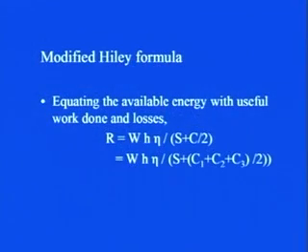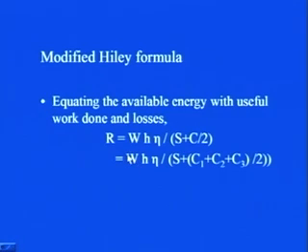Then we started with how you can find out the allowable load using the modified Hiley formula. Let us start with the same and see what exactly that formula is and what the other parameters in that particular formula are. As we have already seen, by equating the available energy with the useful work done and the losses, this R, which is your ultimate resistance, becomes equal to WH eta by S plus C1 plus C2 plus C3 by 2. And in the last class we saw that if you divide this R by a factor of safety of 2.5, you get the allowable load on the pile.